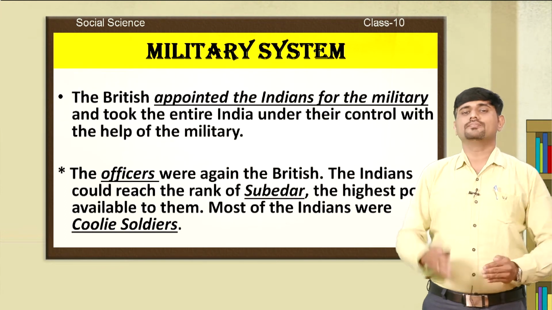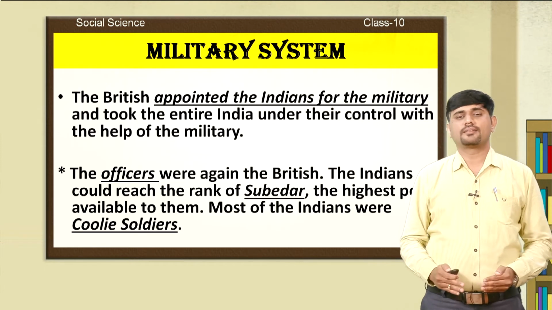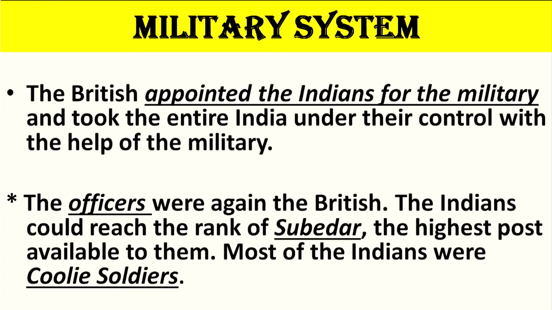Followed by the police system, let us study the military system of British India. What were the impacts, what were the changes in the field of the military brought by the British East India Company authority? The British appointed the Indians in the military and took the entire India under their control with the help of the military. Initially, the Indians were not given importance in the military, but later on they appointed the maximum number of Indians in the military. With that, the British were able to control the entire India.